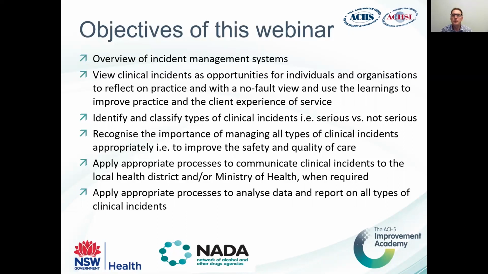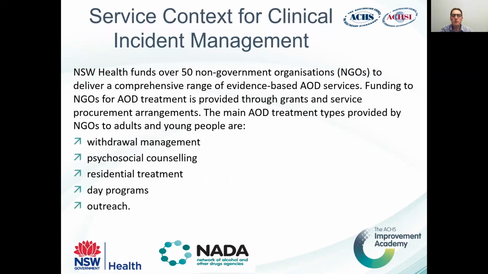Good. So New South Wales, we know, funds over 50 government organisations, NGOs. Can you just tell us a little bit about what services those are? Sure. That funding is provided to NGOs for alcohol and other drug treatment through a variety of grants and service arrangements, and those treatment types are primarily withdrawal management, psychosocial counselling, residential treatment, day programs, and outreach.